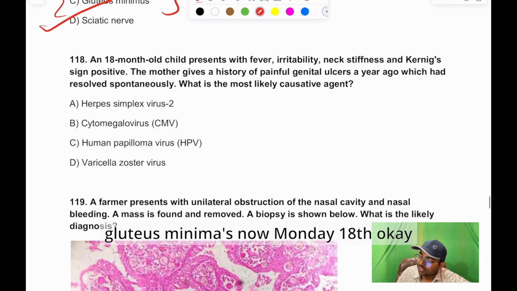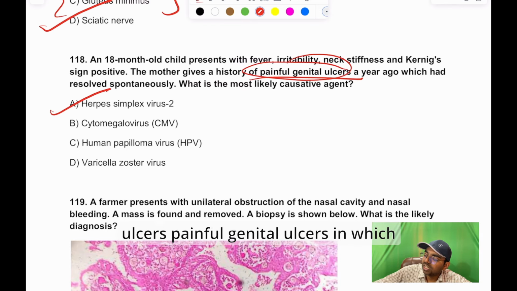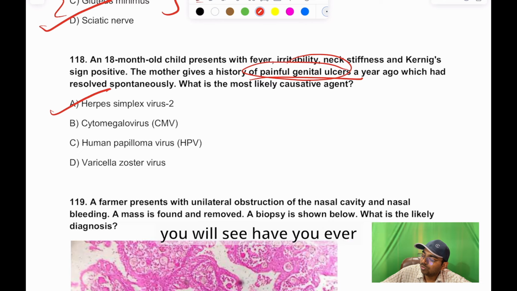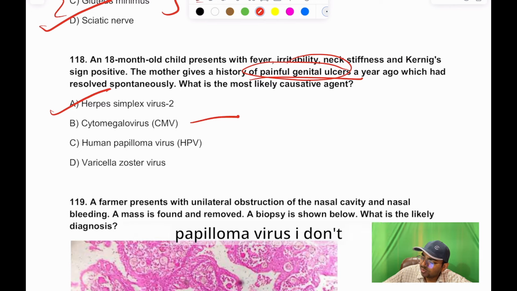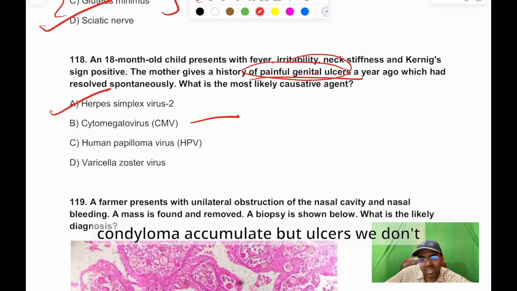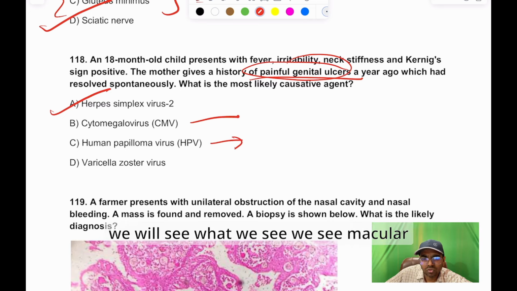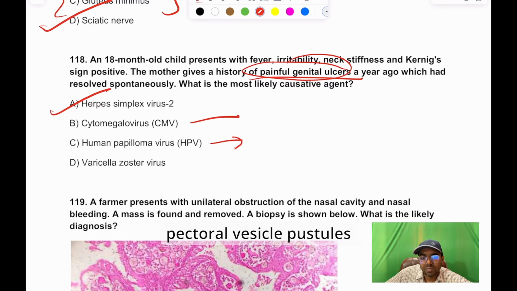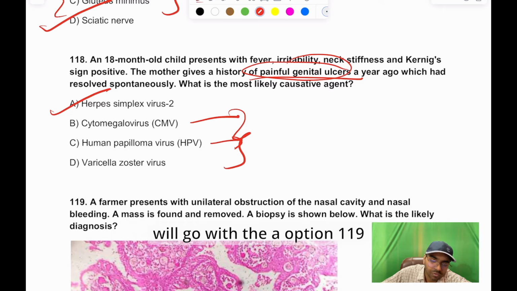Now on the 18th, okay fine, see, herpes simplex, okay fine, painful genital ulcers, in which you will see, have you ever heard in CMV that there will be painful genital ulcers? No. Human papilloma virus, I don't think that we see the condyloma acuminata, but ulcers we don't see. Varicella zoster virus, do you see ulcers? We should know. We see macule, vesicle, pustules, and those kinds of features. So I don't think the other options hold any water. So we will go with the A option.